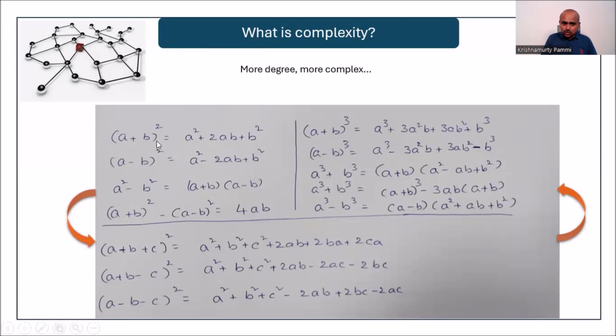Now, when you come from 2 variables to 3 variables, that means a plus b plus c whole square is equal to a square plus b square plus c square plus 2ab plus 2bc plus 2ca. Now, see the beauty here. A plus b minus c whole square is equal to a square plus b square plus c square plus 2ab minus 2ac minus 2bc. Now, you need to be very careful in terms of where to apply the minus sign. Similarly, a minus b minus c whole square is equal to a square plus b square plus c square minus 2ab plus 2bc minus 2ac.